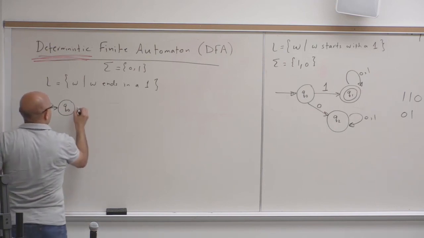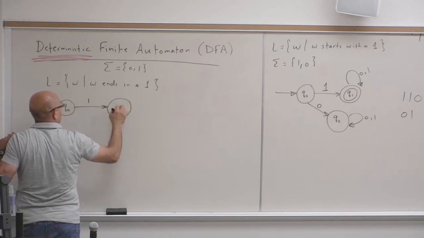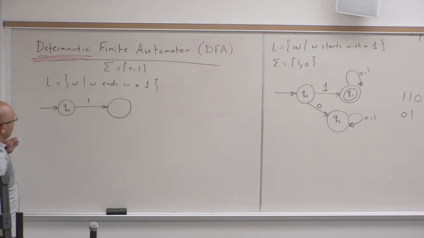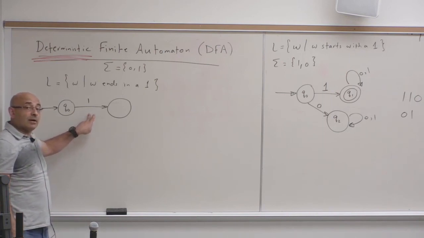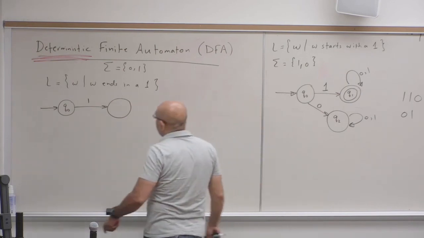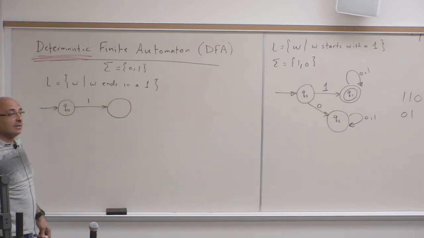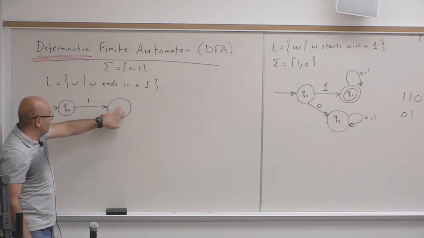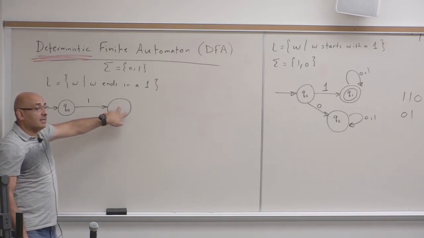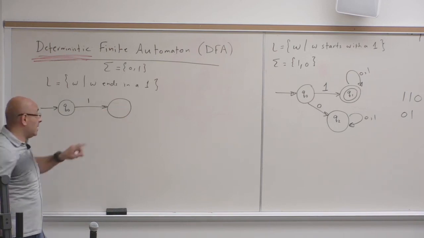Now, if we have a 1, it should lead us to some state. Okay. And should this be an accept state? Well, it should accept if this is the last one, right? So how do we make sure that this is the last one? What should we do in order to make sure that if we get here, then this is the last one? We accept only if the one that we got is the last one.